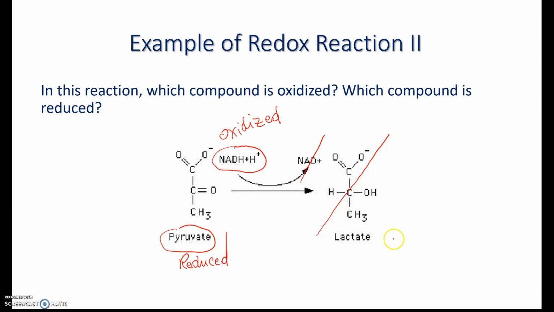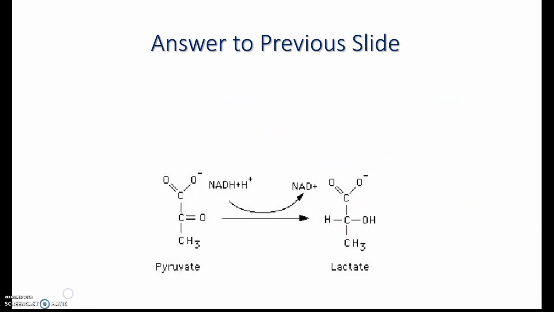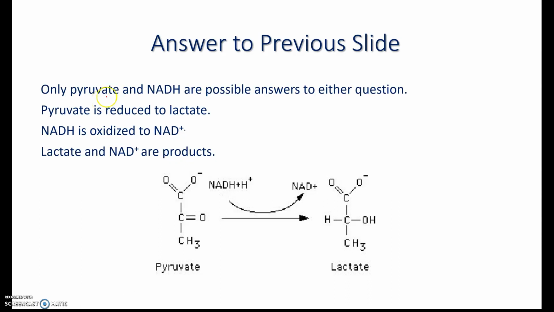This is the last step in fermentation. In mussels, this is what happens when there isn't enough oxygen to perform cellular respiration. Only anaerobic processes take place, and this is the last step, with lactate being produced. Indeed, only pyruvate and NADH are possible answers. Pyruvate is reduced to lactate, NADH is oxidized to NAD+. Lactate and NAD+ are just products.